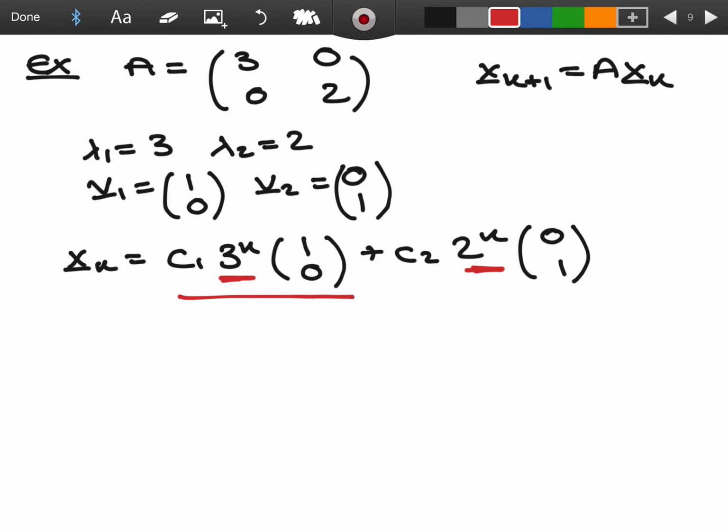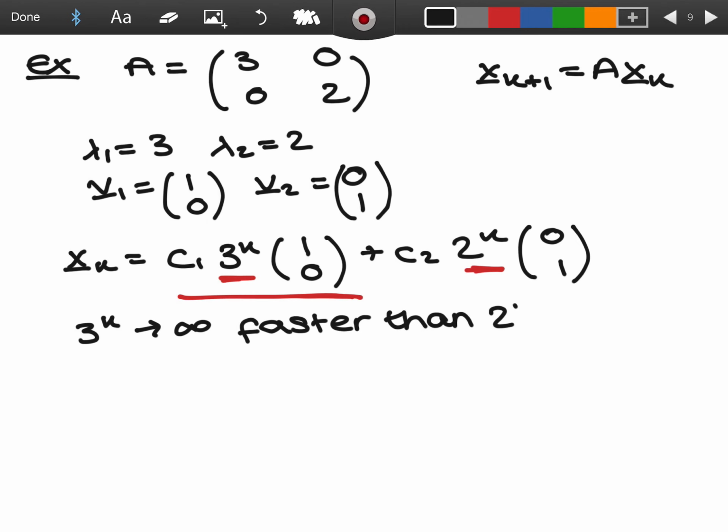Well, obviously it's this term. 3 to the k grows faster than 2 to the k. So we know that this term is going to shoot off to infinity faster. So 3 to the k goes to infinity faster than 2 to the k goes to infinity as k goes to infinity, okay?